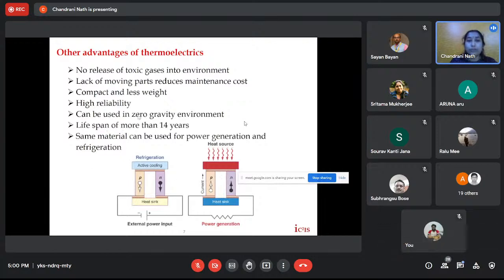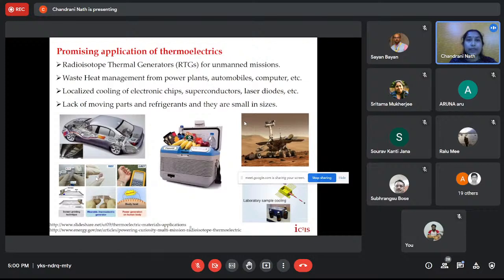Another more important point here is that the same material can be used for power generation as well as to cool a material. So this is a promising application of thermoelectrics. You can see the radioisotope thermal generators. These are used for powering unmanned satellites or space probes, where the heat emitted from a radioactive decay is used to power these satellites.